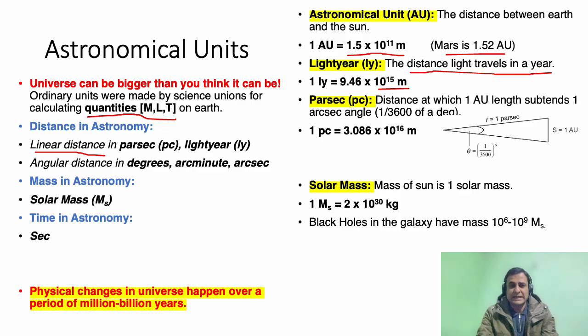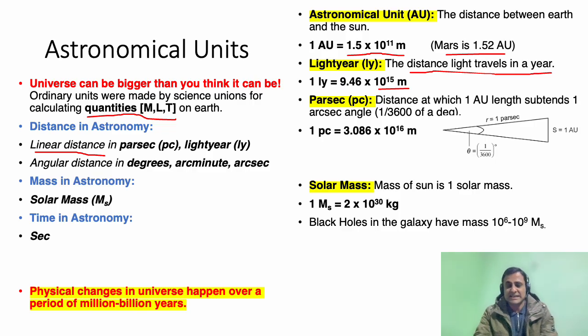So it means that light can travel nearly 1 million of a billion meters in 1 year. That's very huge. And then we have some other units, very commonly used in astronomical studies, and I will explain later why.